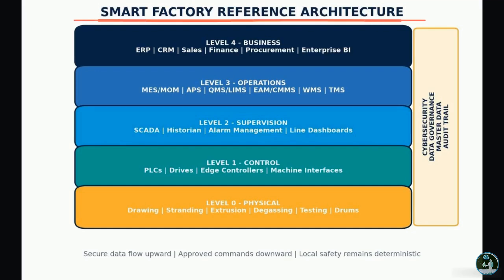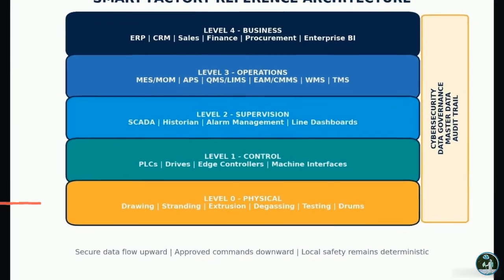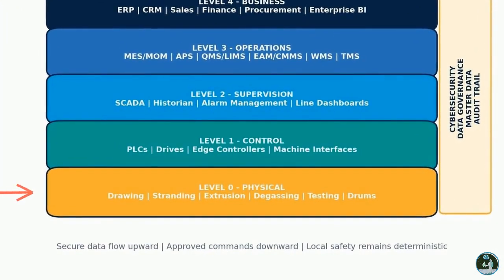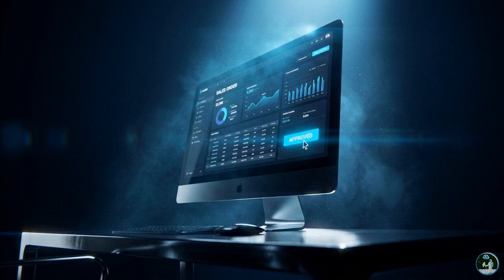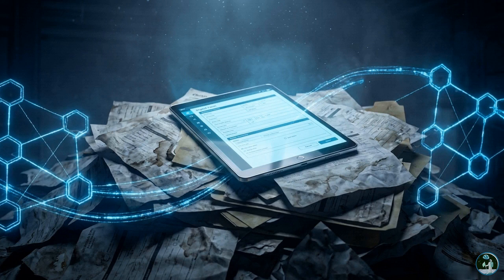This structural stack shows how the architecture demands a flawless connection, starting at level 0 with raw physical equipment, pushing upward through the supervisory control layers, and finally reaching the enterprise business systems. That digital thread starts running the exact moment a sales order is created in the enterprise layer. Because the data originates digitally, human data entry errors are entirely eliminated.